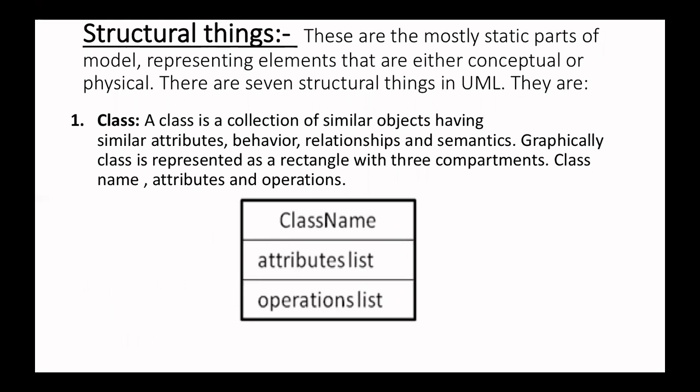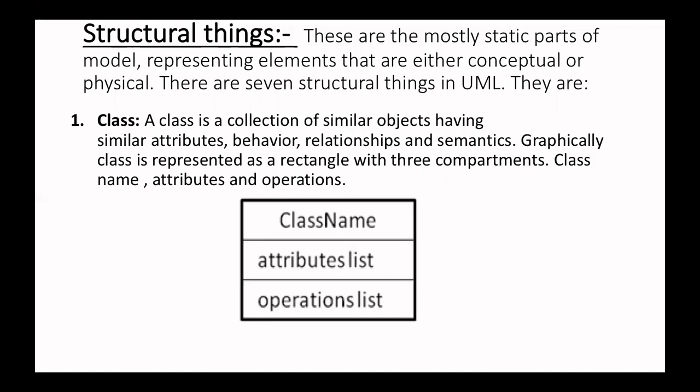Structural things are the nouns of UML models. These are the mostly static parts of a model, representing elements that are either conceptual or physical. There are seven structural things in UML.